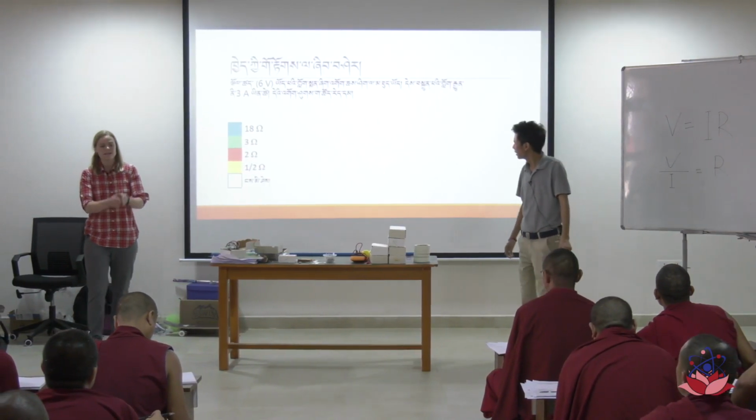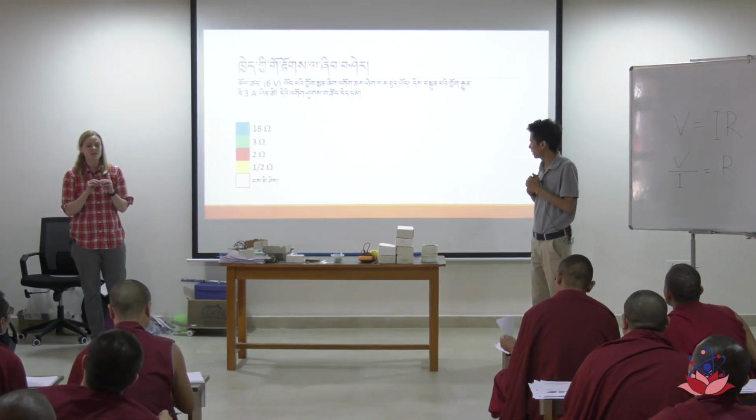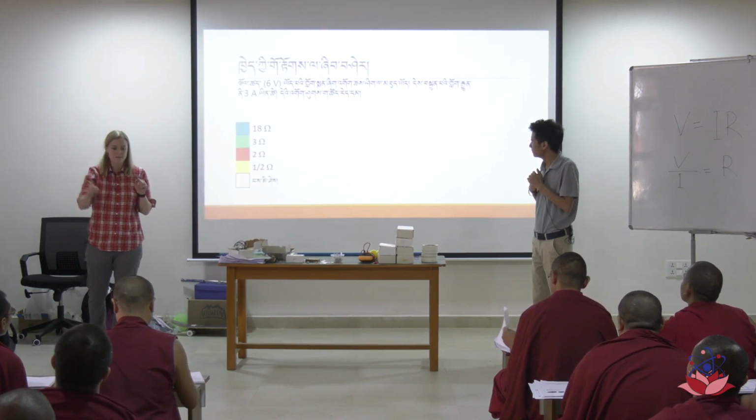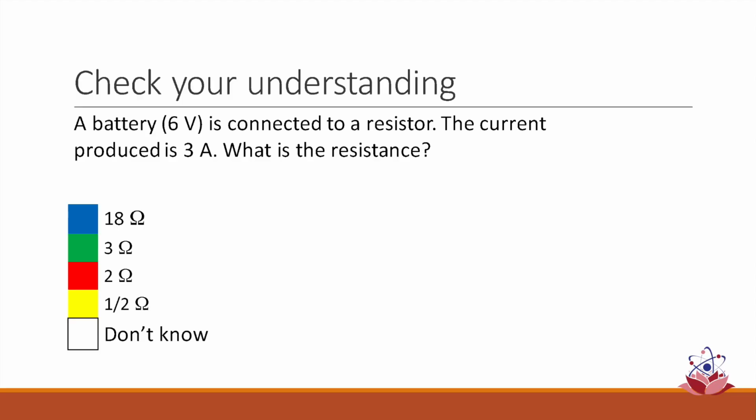So we have a 6-volt battery connected to a resistor. So just a very simple loop. The current produced is 3 amps. What is the resistance of the resistor?